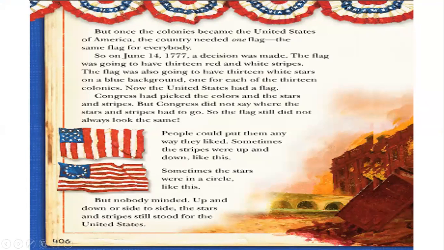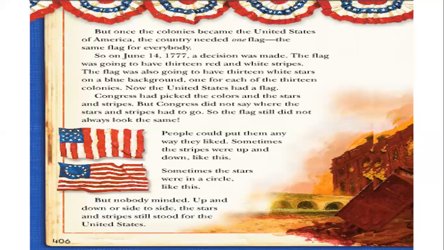This page told us that when the colonies became the United States of America, the country needed only one flag for everybody. So the flag was going to have 13 red and white stripes and 13 stars on a blue background. 13, the number of the stars, determines the number of the states. Okay, so 13 means the number of states.